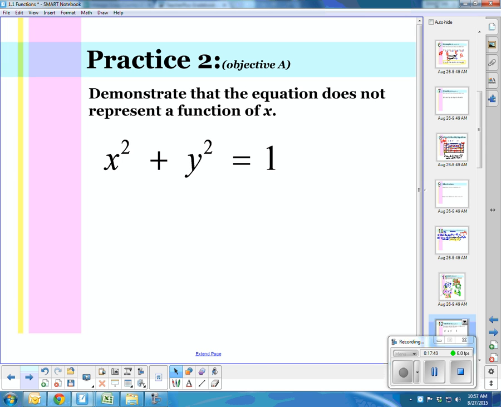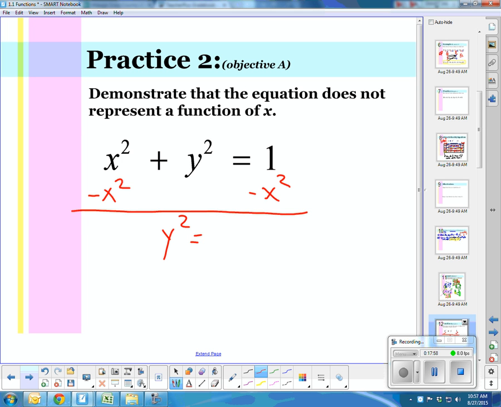Okay, maybe you're back. Hopefully you tried it. I want to take this equation and solve for y. I'm going to subtract x squared from both sides. Y squared equals 1 minus x squared. Take the square root of both sides, but once again, when I take the square root of both sides, I'm going to have a plus or minus.